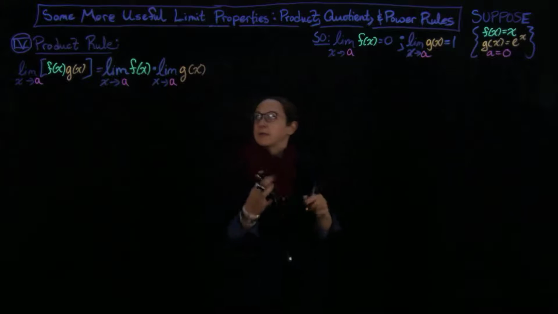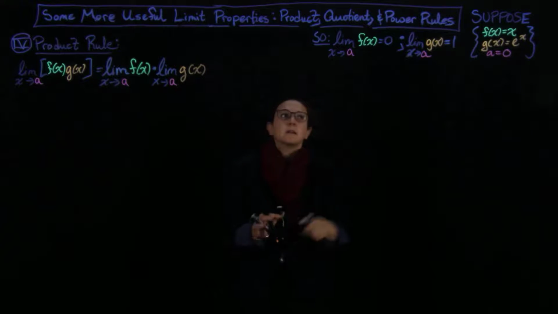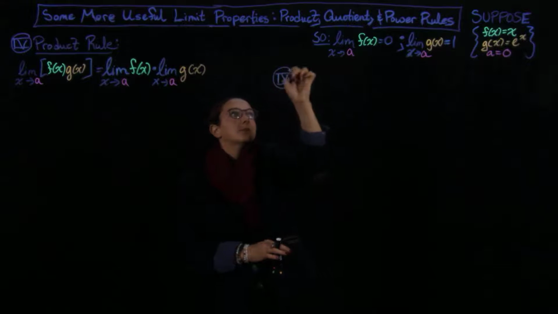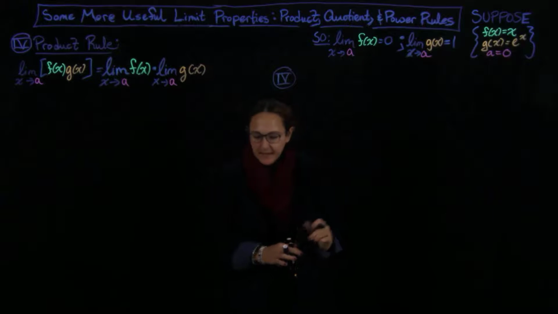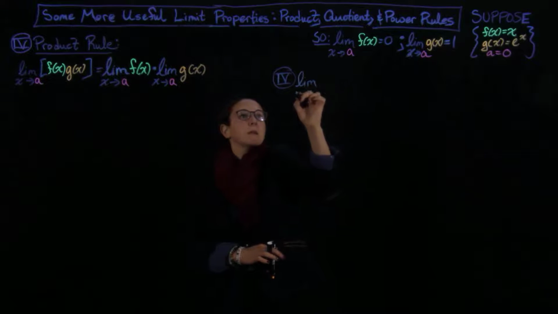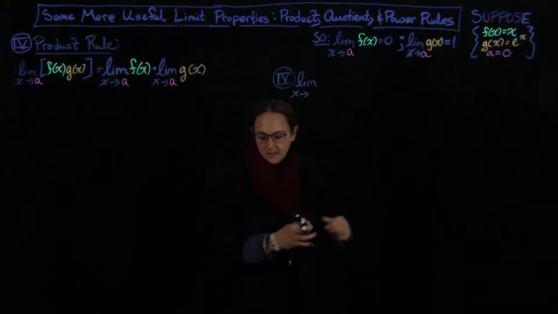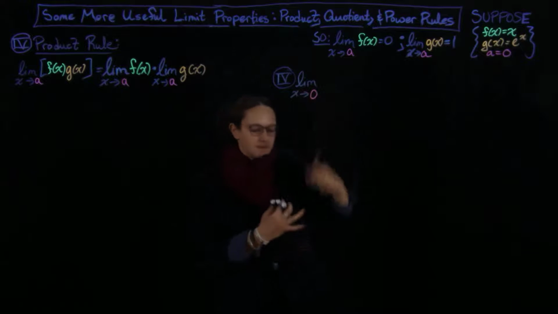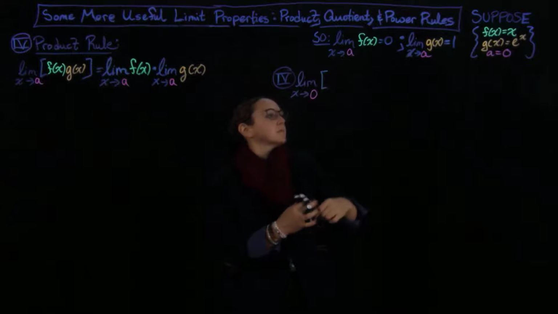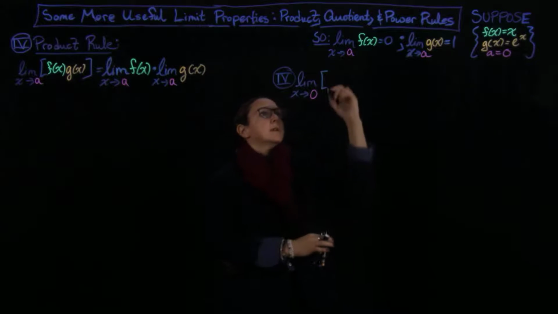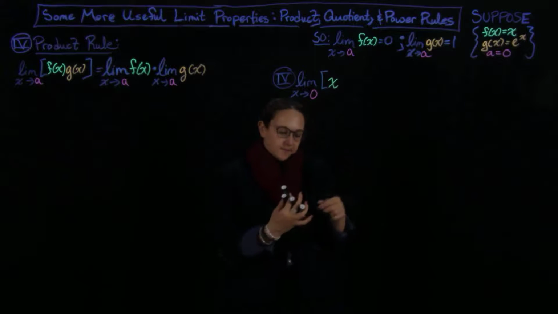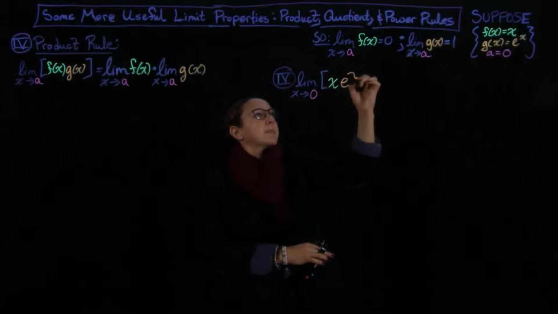Let's show the example of this. This is the example for the product rule. Over on the example side, this is saying that if I take the limit as x approaches 0 of x e to the x, I'm just plugging in exactly for my f, g, and a over there. So this is x e to the x.